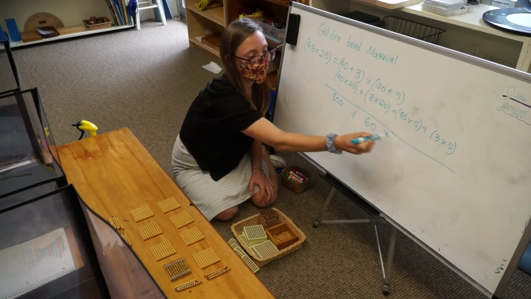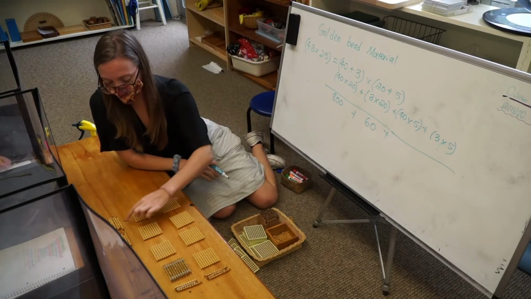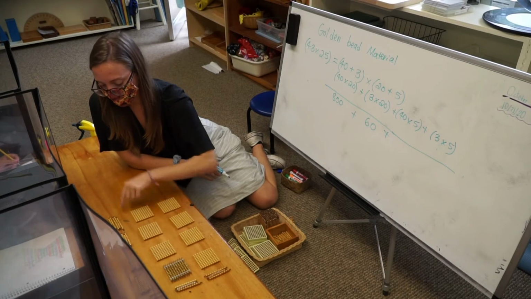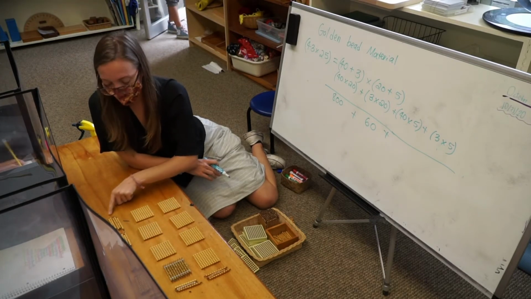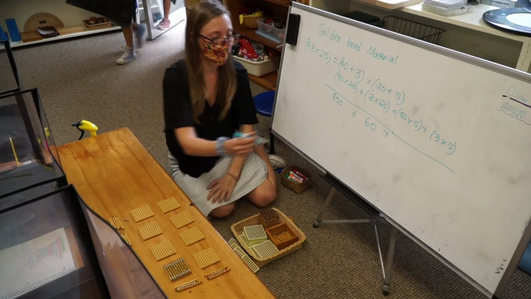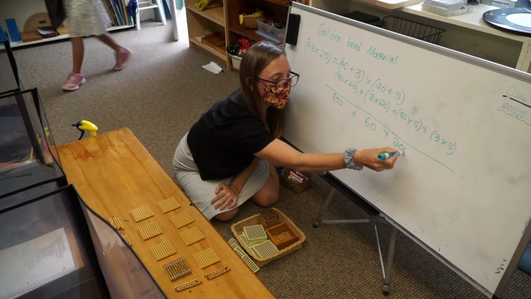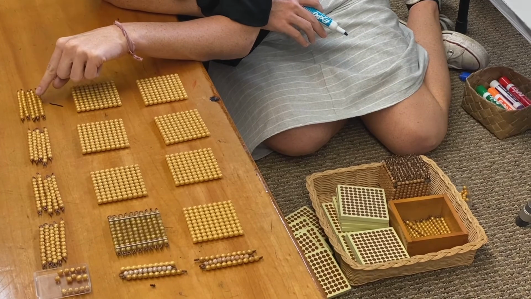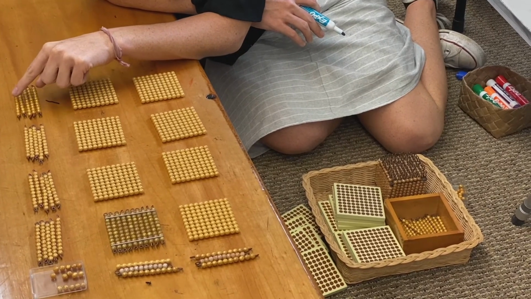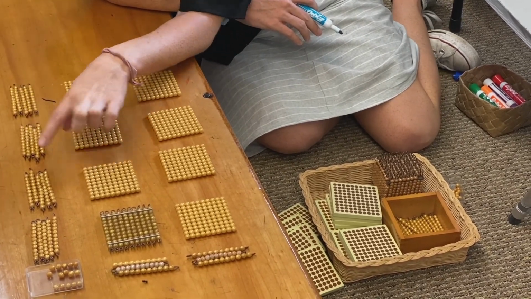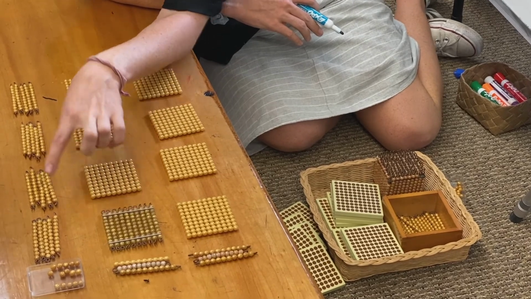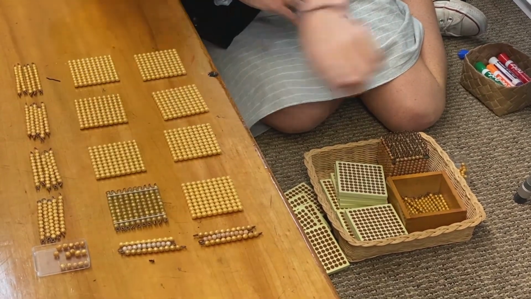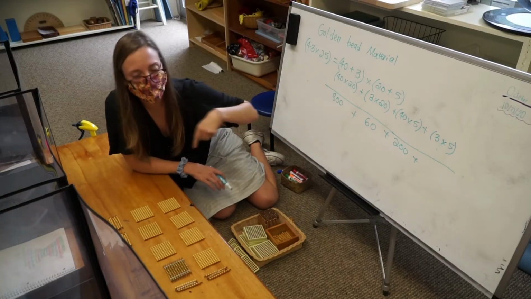So now let's look down here. This was our 40, so 40 here times 5. Okay, so 40 times 5 is 200. So let's count and see if we're right. Let's count by tens. 10, 30, 40, 50. Were we correct? Yes.